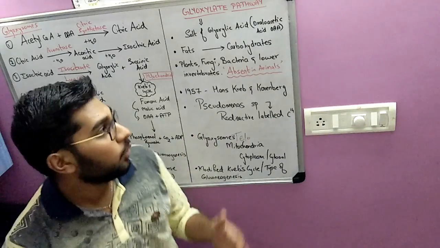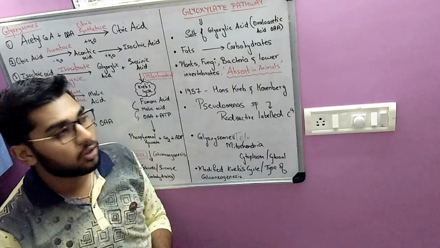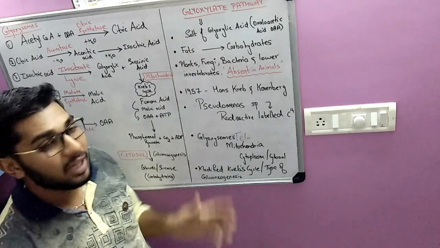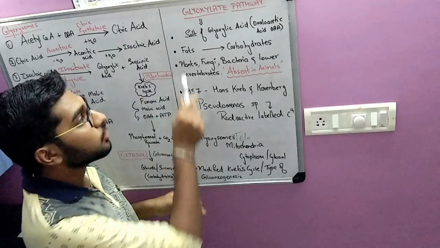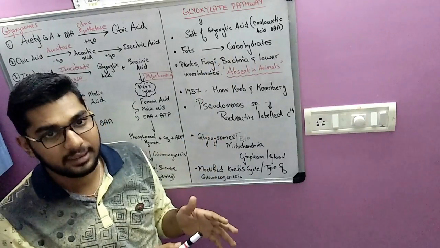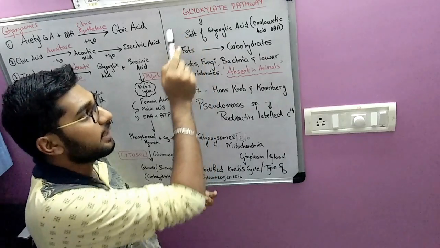So yeah, in today's video, we are going to learn about the glyoxylate pathway. Before going into the topic, we should know what is the meaning of glyoxylate. The name itself says glyoxylate is nothing but a salt of glyoxylic acid. So the salt of this glyoxylic acid is called glyoxylate.